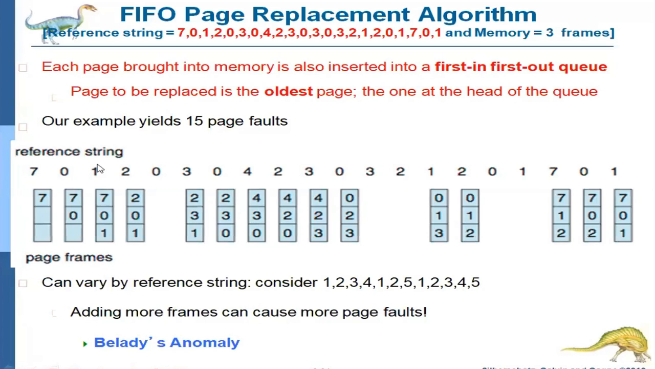So this is the reference string: 7 0 1 2 0 3 0 4 2 3 0 3 0 3 1 2 0 1 7 0 1. And memory: the memory can be divided into how many frames? 3 frames. Memory is equal to 3 frames.